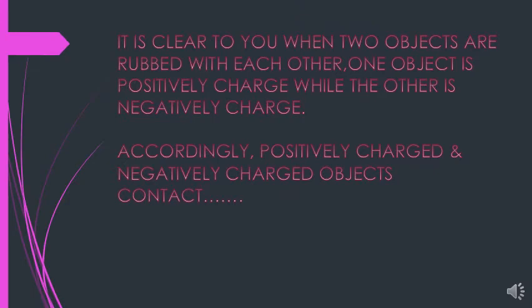It is clear to you that when two objects are rubbed with each other, one object is positively charged while the other is negatively charged. Accordingly, when positively charged and negatively charged objects contact each other, the two objects become neutral. Therefore, objects don't possess any net charge.